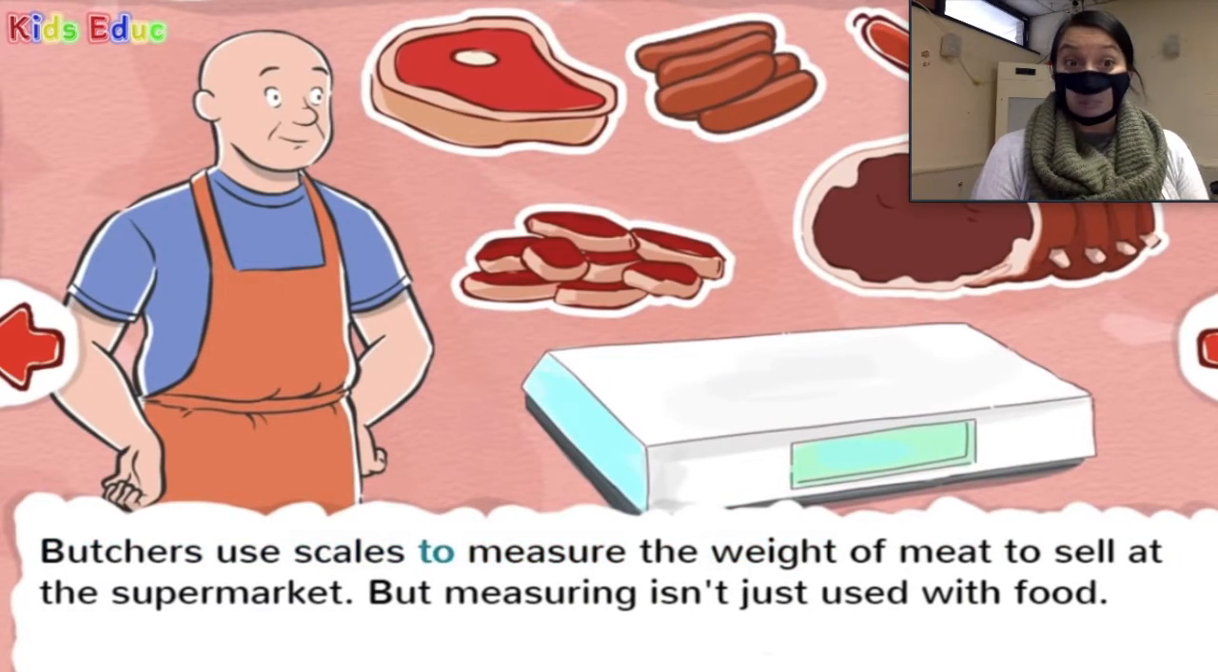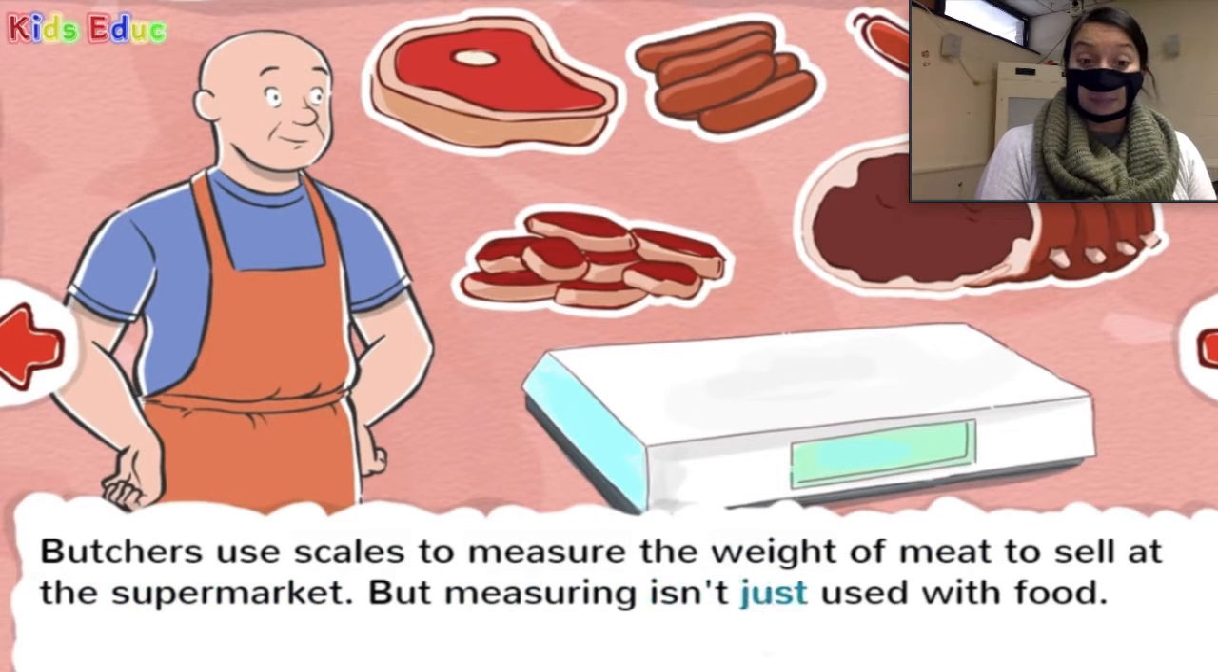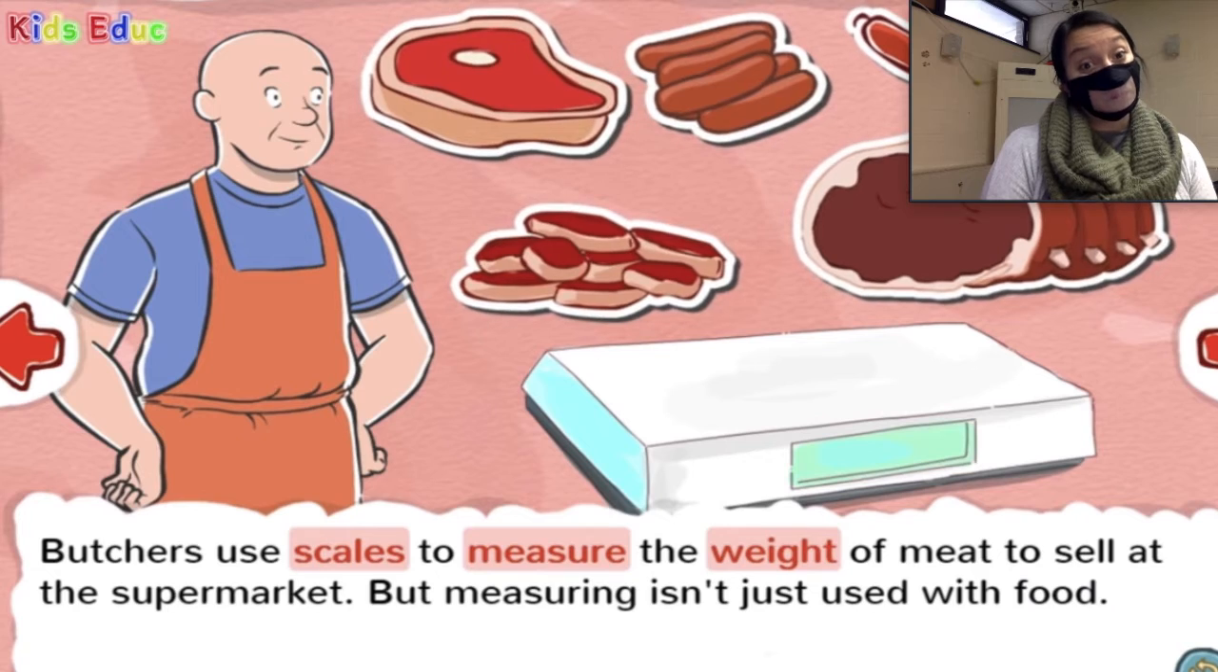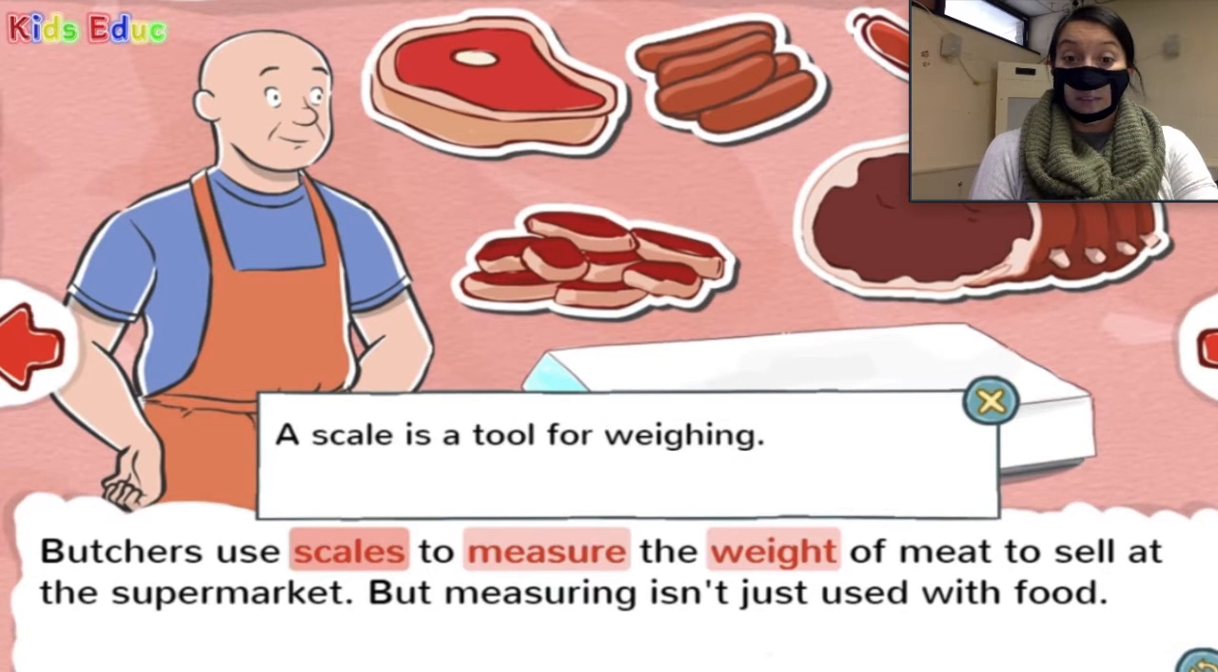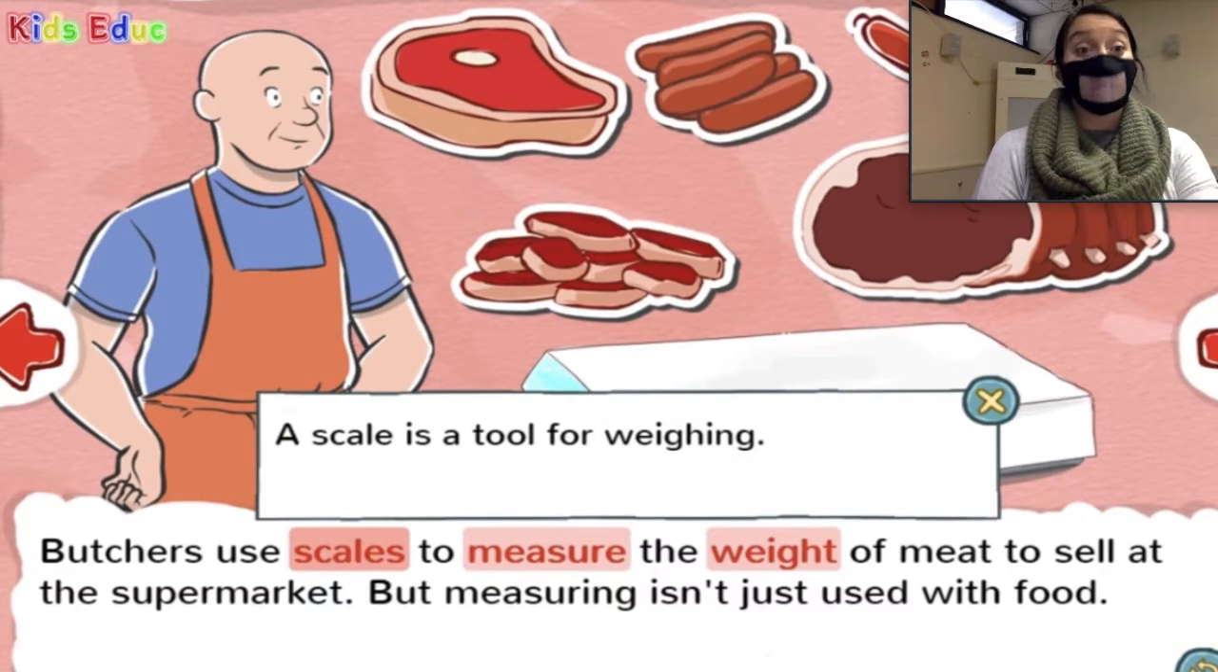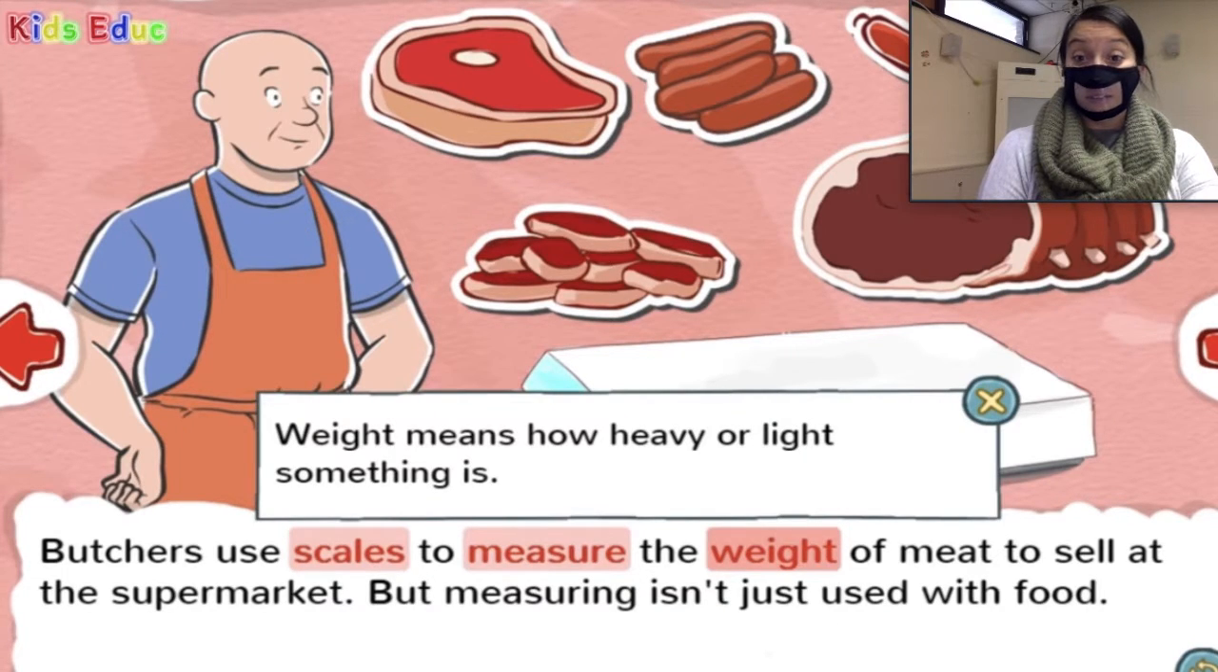Butchers use scales to measure the weight of meat to sell at the supermarket. But measuring isn't just used with food. Scale. A scale is a tool for weighing. People use scales to weigh packages, people, or food to find out how heavy or light it is. Weight. Weight means how heavy or light something is.